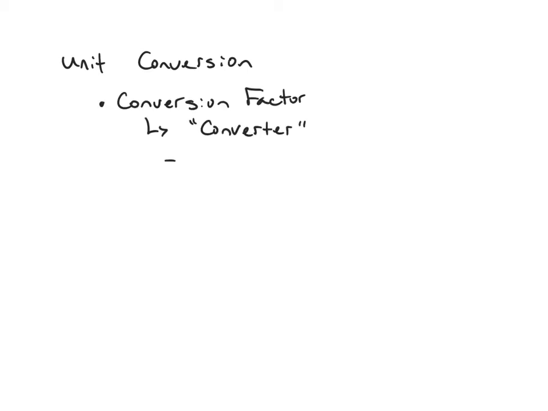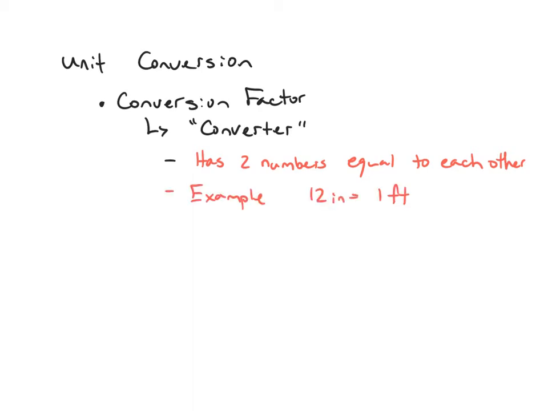Unit conversion requires something called a conversion factor, or from this point forward, I'm going to refer to it as a converter. And a converter has two numbers equal to each other, and one of them is the unit that you have, and one of them is the unit that you're going to be converting to. Example of a converter: 12 inches equals 1 foot. Another example is 1.06 liters is equal to 1 quart. And a third example is 2.2 pounds are equal to 1 kilogram.